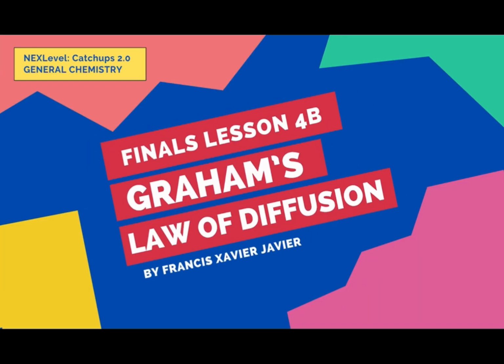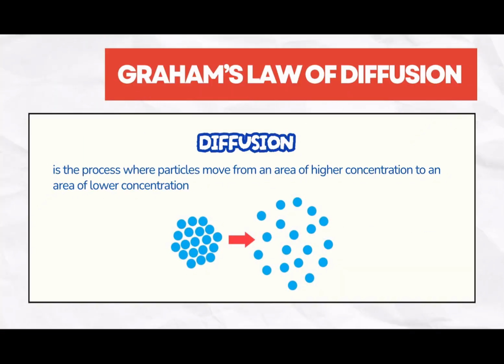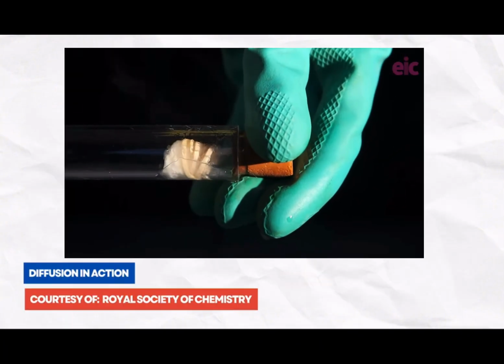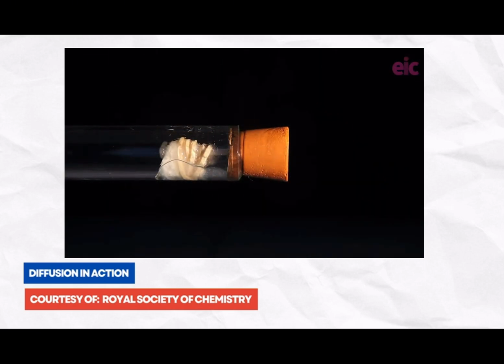I am Francis Xavier, and in this lesson, we are going to determine the point where two gases meet when they diffuse toward each other. Diffusion is the process where particles move from an area of higher concentration to an area of lower concentration until they spread out evenly. Now let's watch a short demonstration video titled Diffusion in Action, the reaction of ammonia and hydrogen chloride, courtesy of the Royal Society of Chemistry.